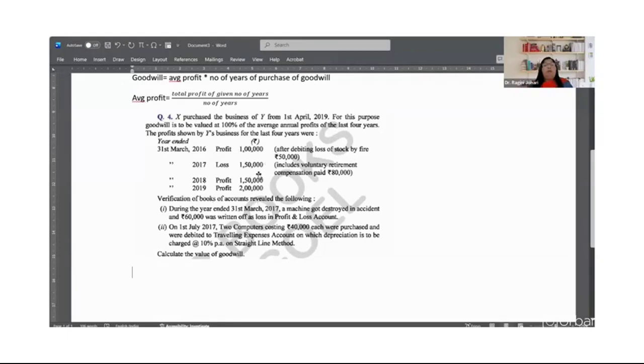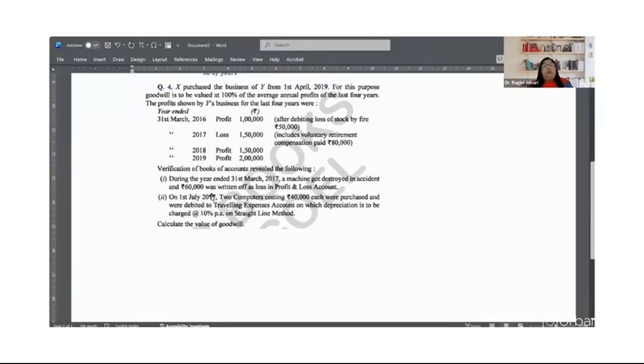Then there is a loss somewhere. And for the year ending 2016, we have something else also, that is, after debiting loss of stock by fire, 50,000. Then for 2017 also, we have something: this includes voluntary retirement compensation paid 80,000. Verification of the books revealed the following.